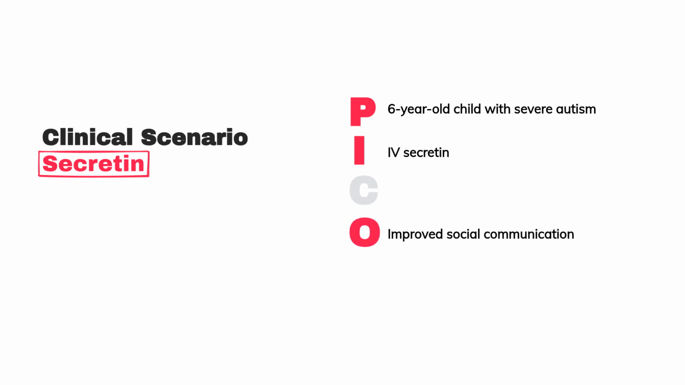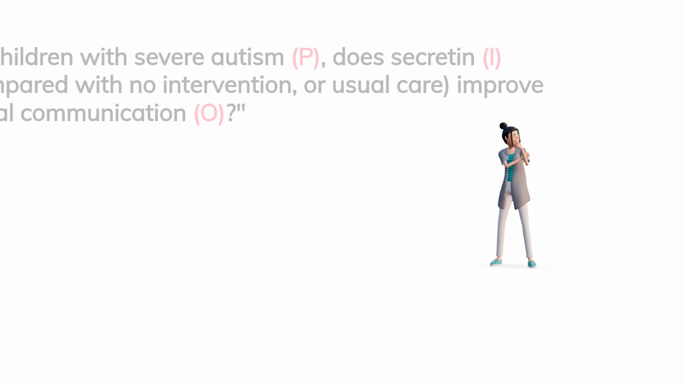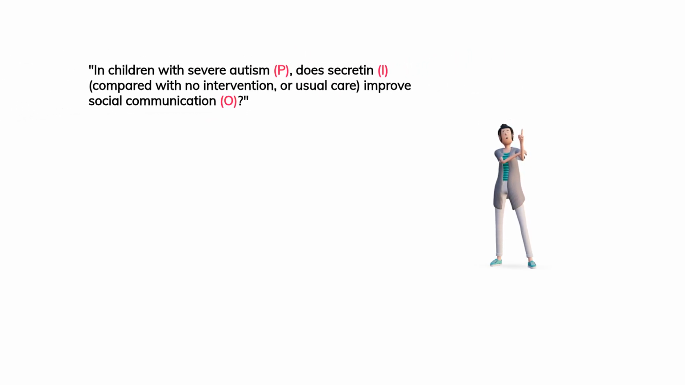Well, in this case, we might say that the P, the patient or population, is a 6-year-old child with severe autism. The I, or intervention, is intravenous secretin, and that the O, the outcome, is improved social communication. Notice that we don't have to use all of the elements of the acronym to construct our PICO. Here there is no C, or comparator treatment. Based on our PICO, we might construct a clinical question as follows. In children with severe autism, does secretin, compared with no intervention or usual care, improve social communication?